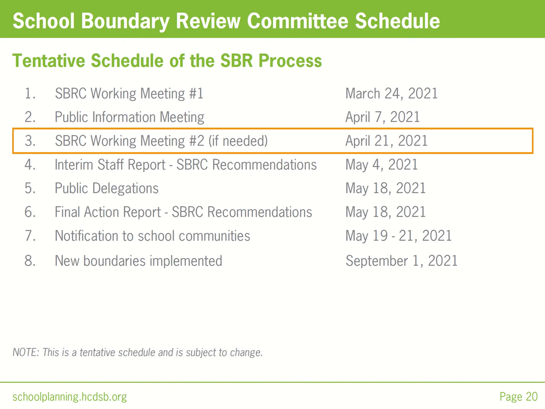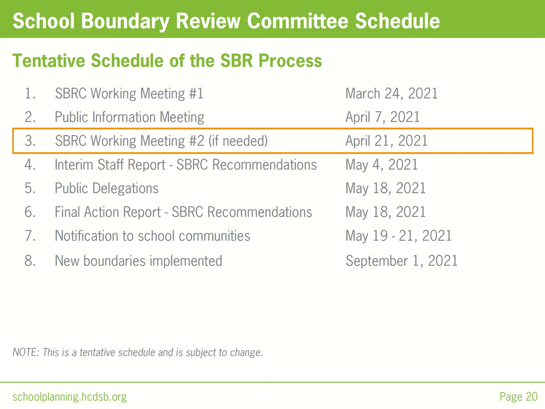The tentative schedule for the school boundary review process: we've already had our school boundary review committee meeting number 1 on March 24th. The public information meeting, which is this right now, is April 7th. The next step is the school boundary review working meeting number 2. This is if it's needed, and it would be based on the public feedback that's gathered as part of the survey that goes out. From there, it would go to an interim staff report, which would identify the school boundary review recommendations, and that would be May 4th, 2021.